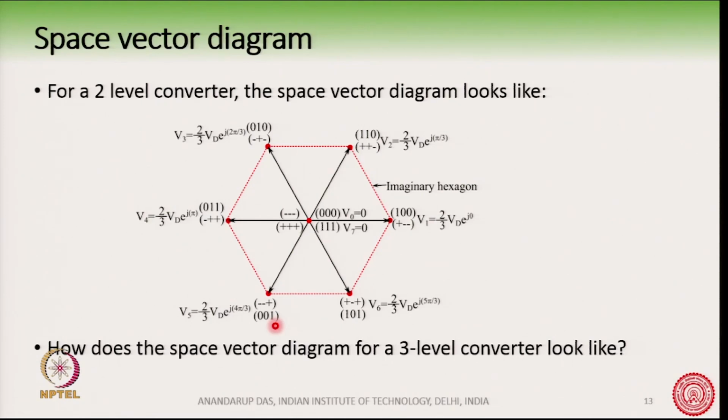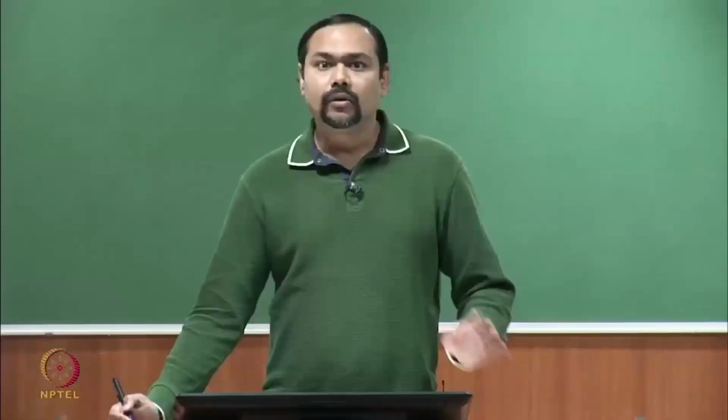You can see here that there are a total of 8 space vectors. There are 2 zero vectors, corresponding to +++ or --- combination, whereas there are 6 active vectors like this, which have a switching state combination like +--, and so forth. The boundary of this space vector diagram is an imaginary hexagon. So, this we know already.